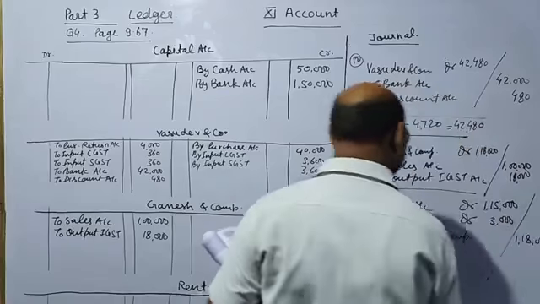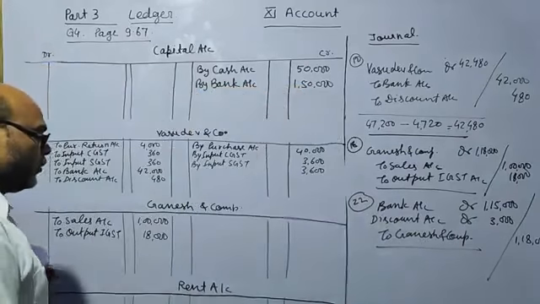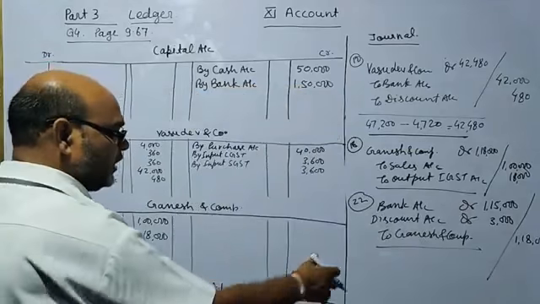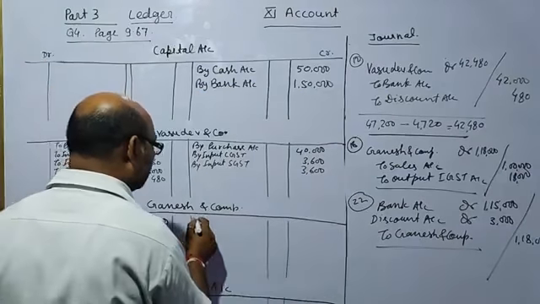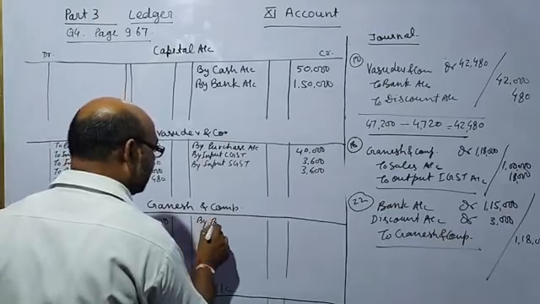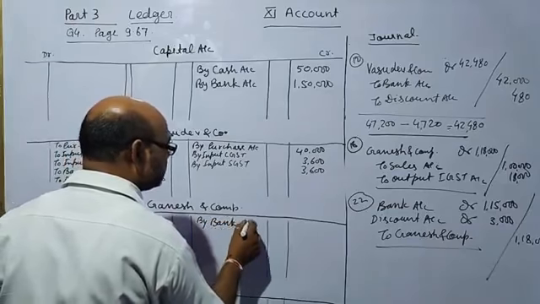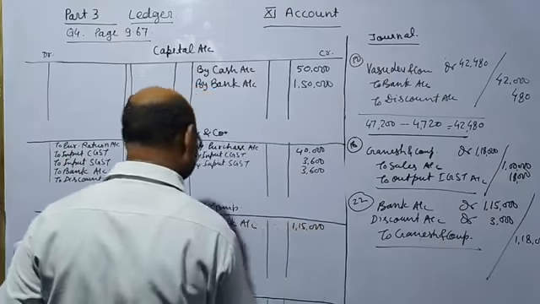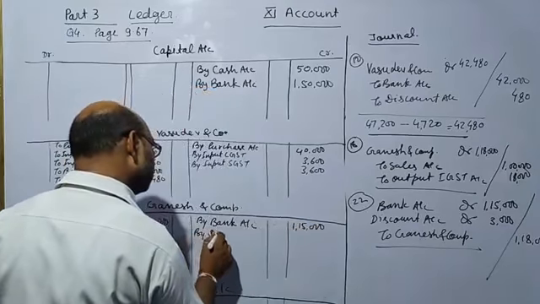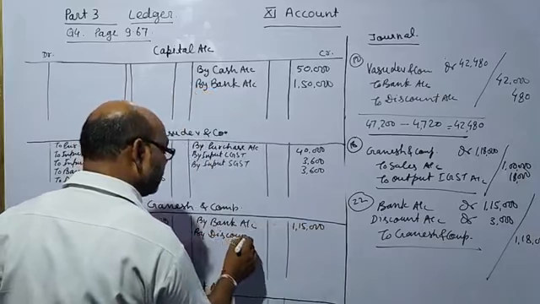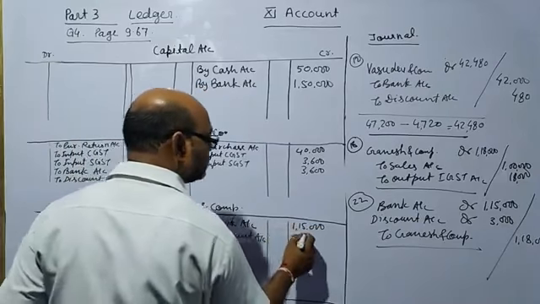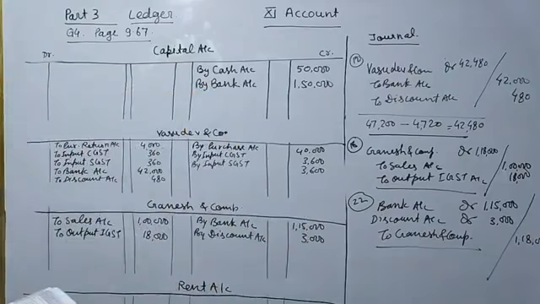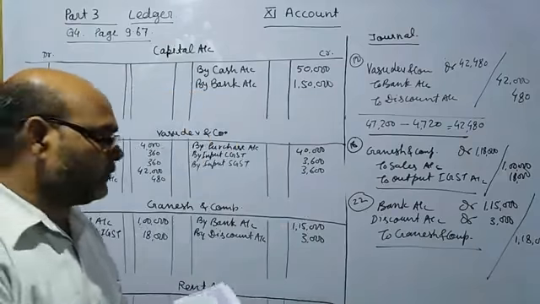Now here Ganesh and Company is the credit, so you will write credit side, but you will write the name of debit term. There are the two debit term, so both you will write by bank account 1,15,000, by discount account 3,000. Now next, paid rent by check.